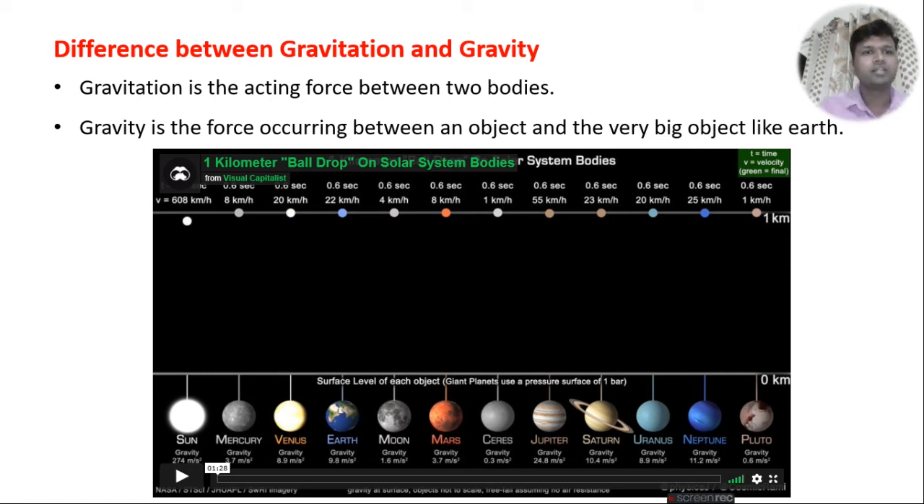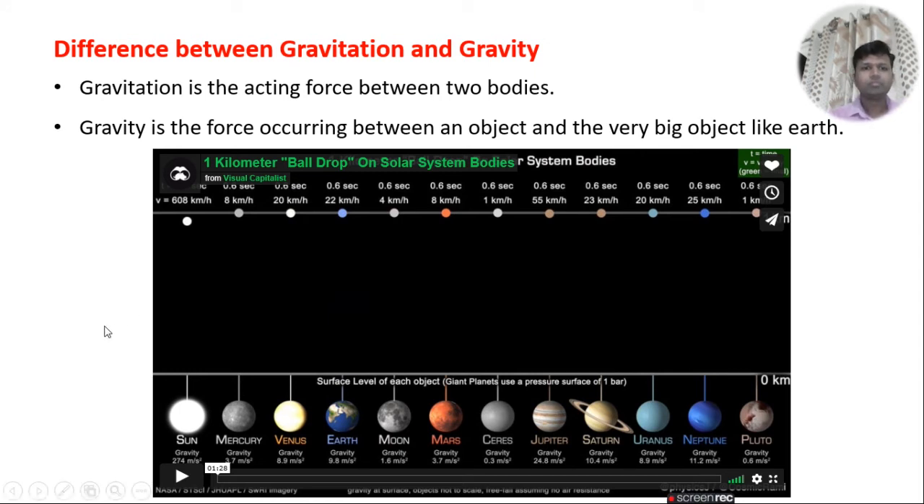Okay, then gravity is the force occurring between an object and a very big object like earth. So in case of gravity, it is also a force of attraction, but it exists in between a body and the other body. That body should have a very big size, so that is known as gravity. So this we can understand with this video.